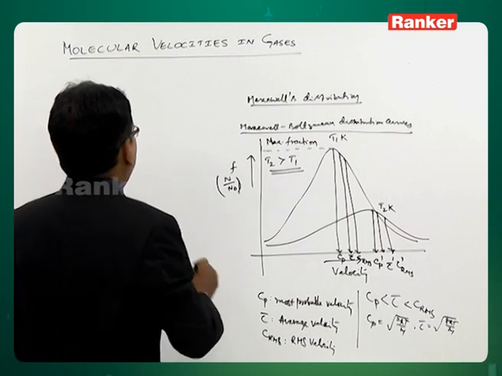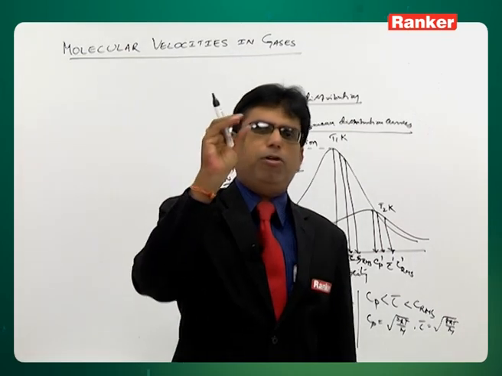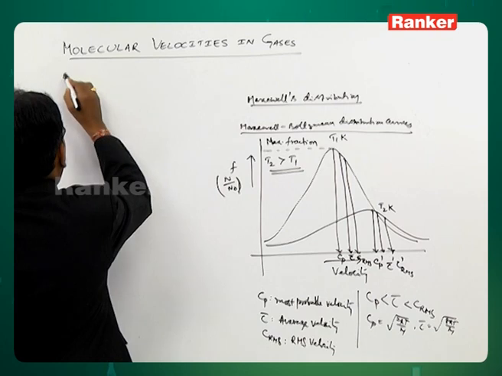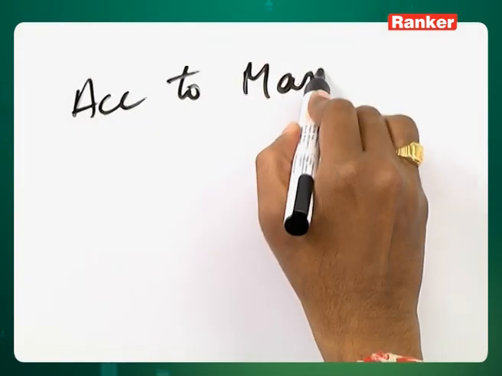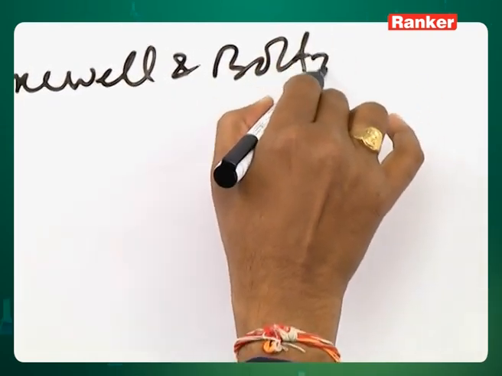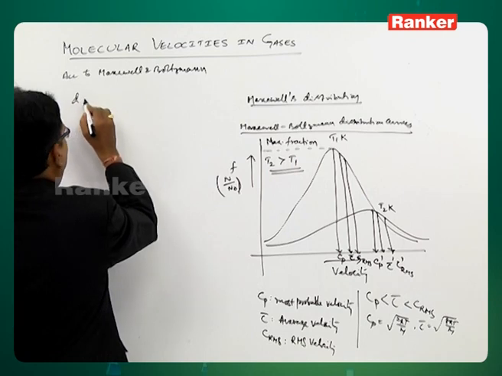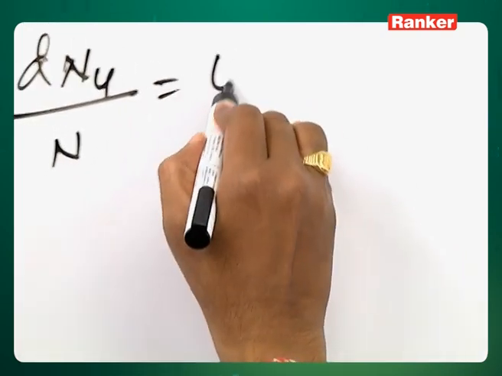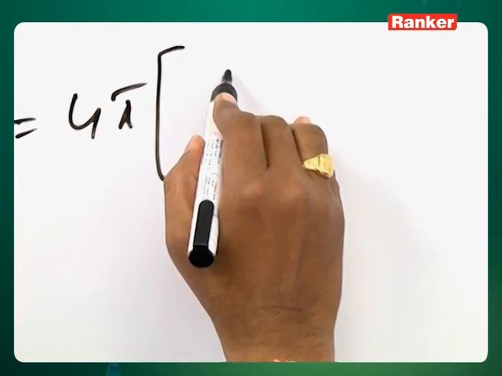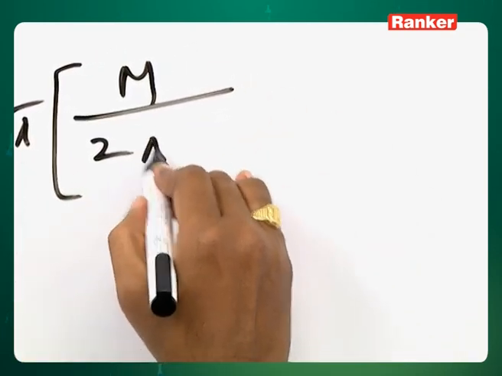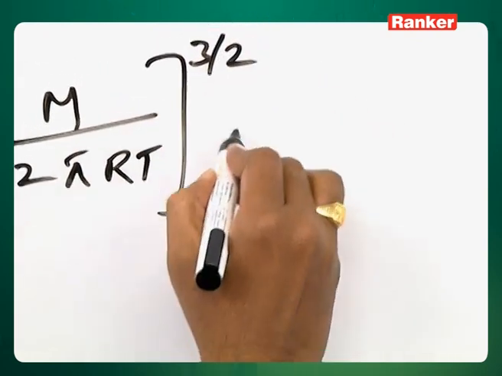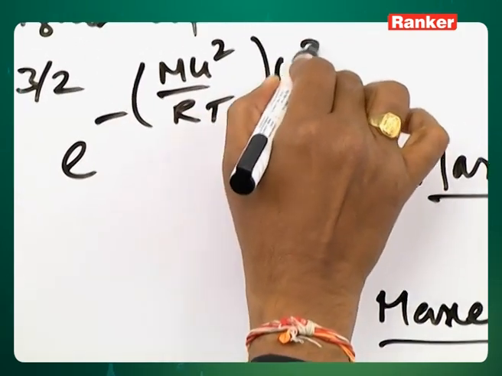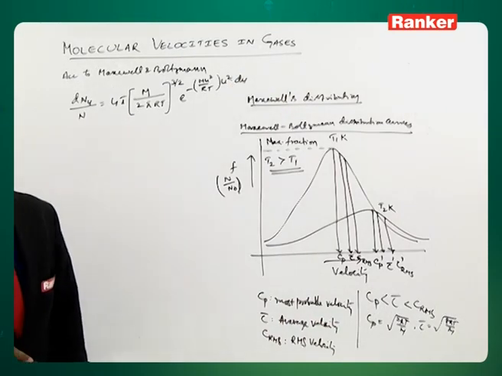Now, mathematically what is given is, suppose you take the fraction of molecules possessing one particular velocity u, dn_u by n, according to Maxwell and Boltzmann: dn_u by n is equal to 4 pi into (m by 2 pi RT) power 3 by 2 into e power minus m u square by 2RT into u square du. This is the mathematical equation given by Maxwell-Boltzmann.